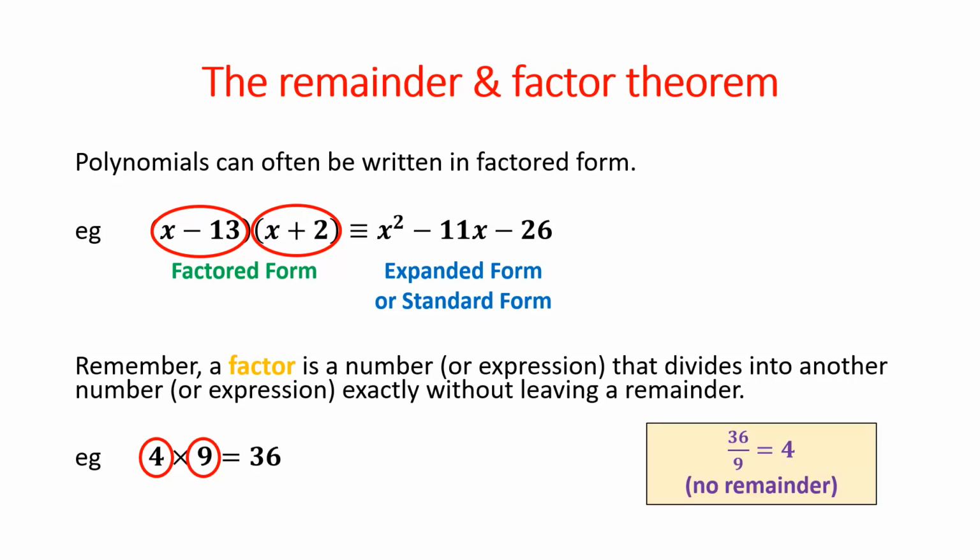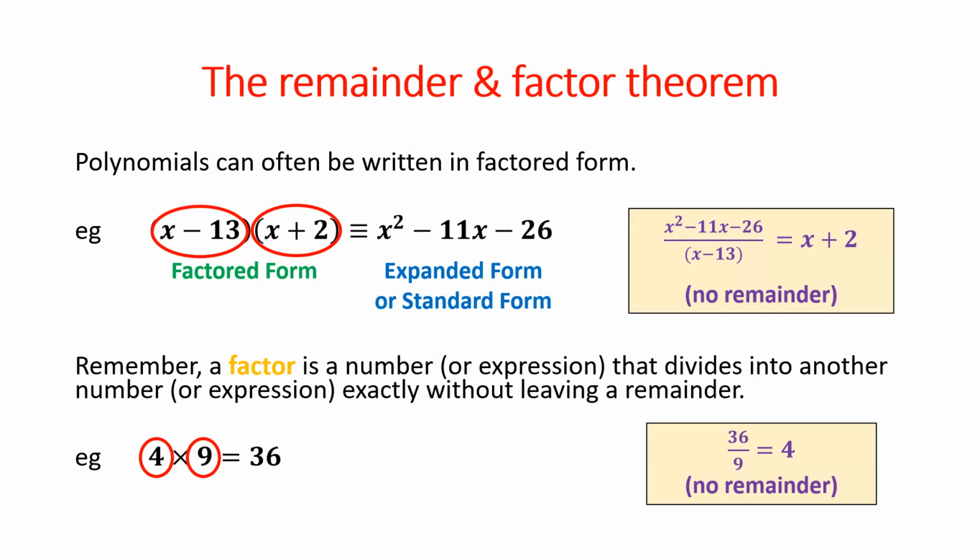So if I took 36 and divided by one of my factors 9, I'd get the other factor 4 with no remainder. Just like if I took x squared minus 11x minus 26 and divided it by one of the factors, x minus 13, I'd get the other factor x plus 2 with no remainder.